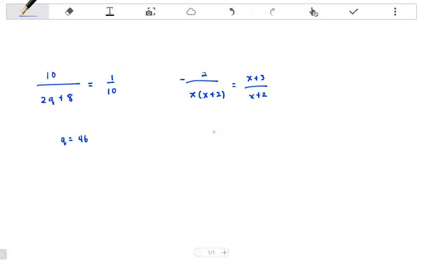이건 민혁이가 해보자. What does x equal? x equal root 5 나왔는데. X equals root 5. Okay.